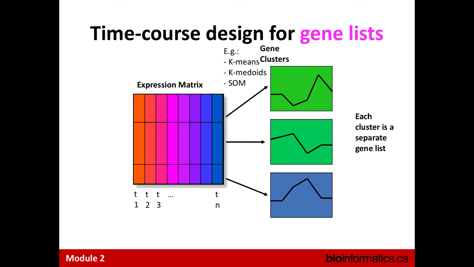But with this design, the time course design for gene list, in this case, you cannot generate a ranked gene list. What you do is you have different time points for your measurements, and you use a clustering algorithm to get the genes that have the same profile over time. Then for each profile, you get a gene list. So in this case, there is no way to do a ranking. So you get three different gene lists, and you are going to do your pathway enrichment independently on the three gene lists, and then you can compare the results after.